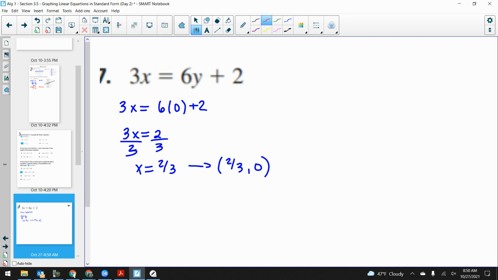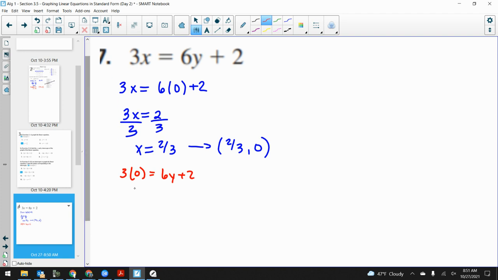Same thing for my y-intercept. I plug in 0 for x now. 3 times 0 is equal to 6y plus 2. Well, again, 3 times 0 is going to cancel to be 0. And then I've got this equation to solve. Okay, well, I subtract the 2 over to the left side.